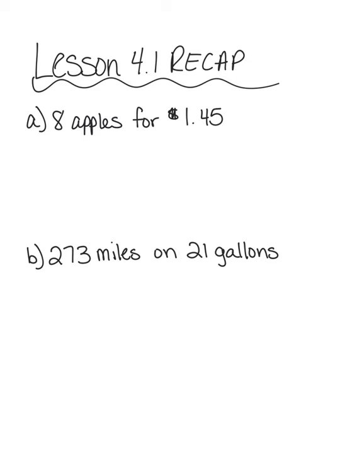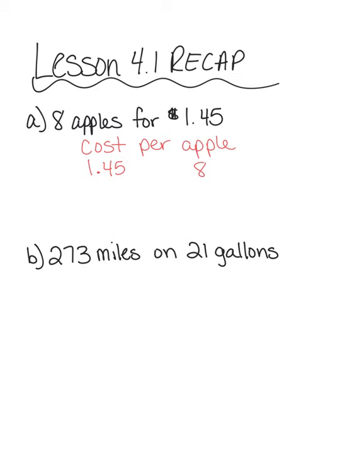So for part A, we've got 8 apples for $1.45. So the unit rate that I want to find here is going to be the cost per apple. So I'm going to write that out. By writing that out, it serves as the math problem in which I will use to find that cost per apple. So I'm going to substitute my information here, $1.45 being the cost, and 8 being the number of apples.